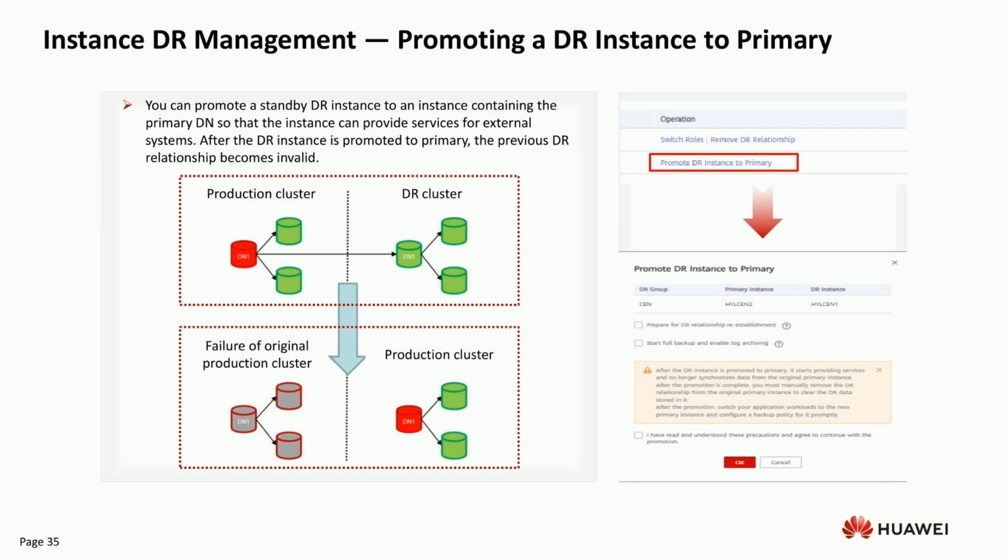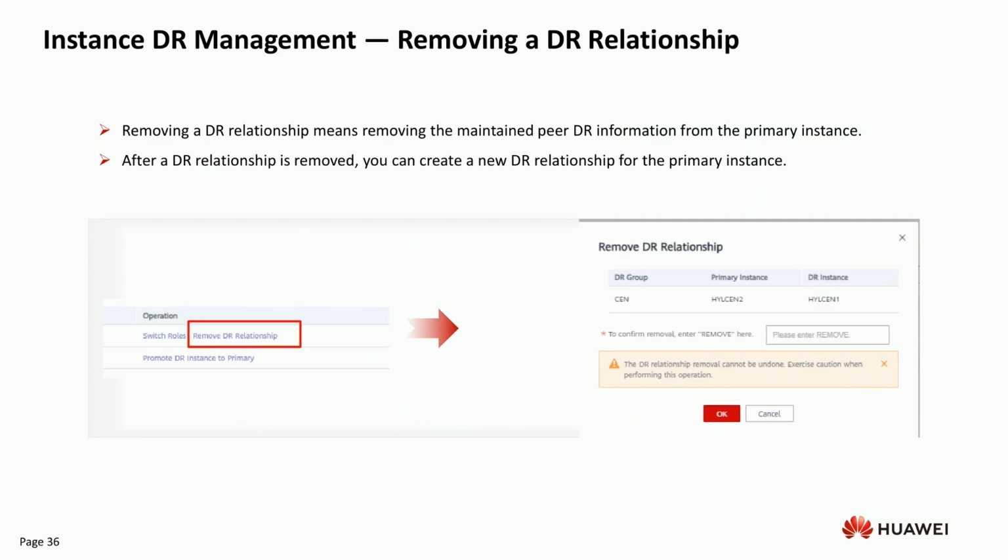After the primary instance breaks down, you can promote a standby DR instance to an instance containing the primary DN, so that the instance can provide services for external systems. After the instance is promoted to primary, the previous DR relationship becomes invalid. To remove a DR relationship, you need to remove the maintained peer information from the primary instance. After a relationship is removed, you can create a new DR relationship for the primary instance.